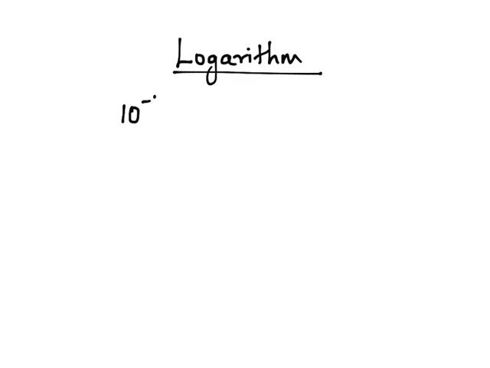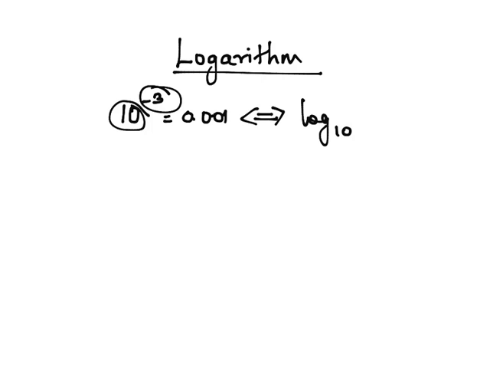10 raised to minus 3 equal to 0.001. So how do I convert this into logarithmic form? Very simple. The base is 10. So for logarithm also the base will be 10. The power is minus 3. So that will become the value minus 3. And whatever is left out will come here, 0.001. So log 0.001 to the base 10 equal to minus 3.